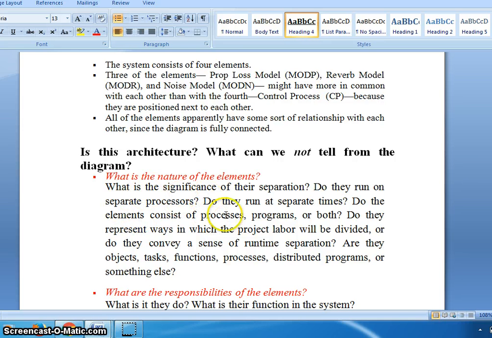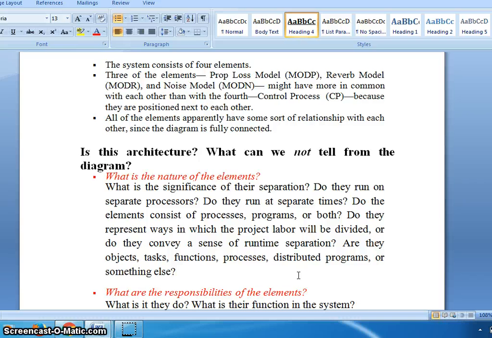In this architecture, what can we not tell from the diagram? Here we cannot tell the nature of the elements, that is, what the significance of their separation is. Do they run on separate processes, or do they run at separate times or at the same time? Do the elements consist of processes, programs, or both? A process is a collection of programs. Programs are a single attribute, processes are multi attributes, or sometimes both.